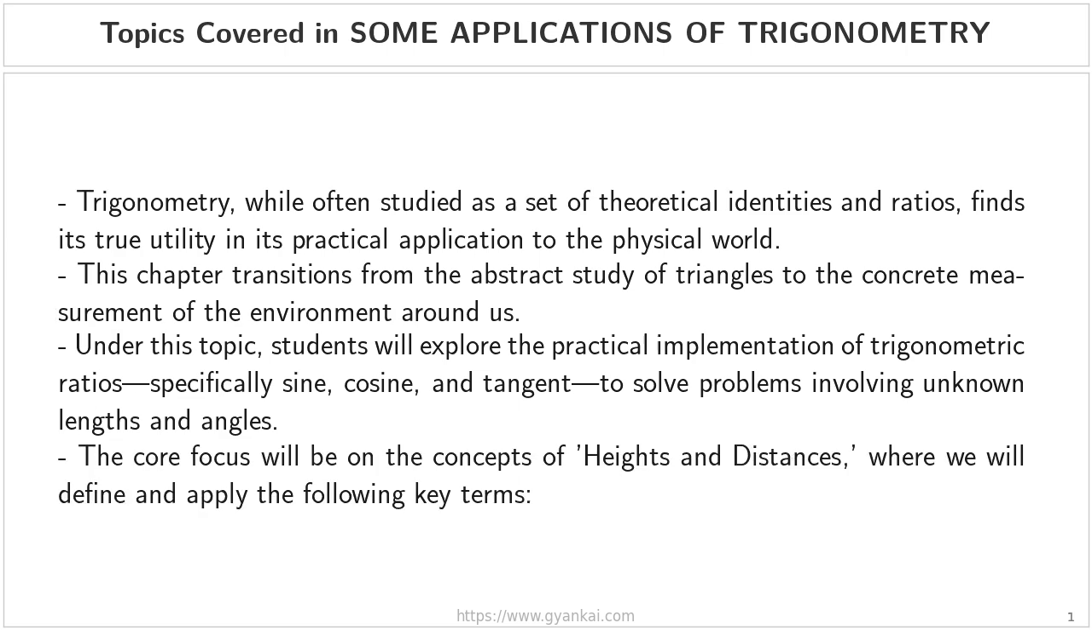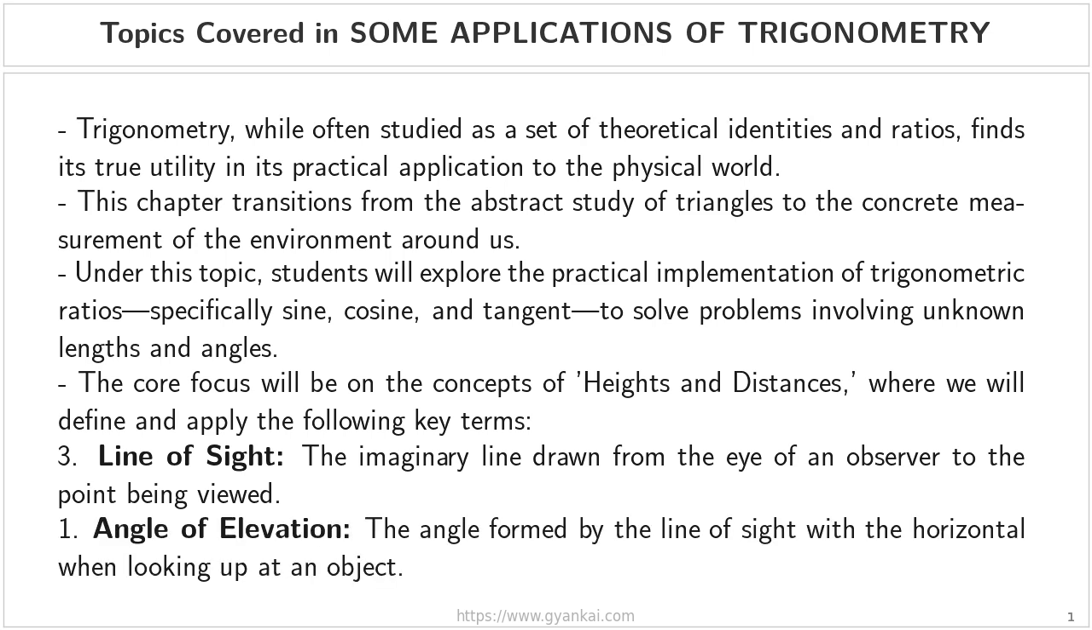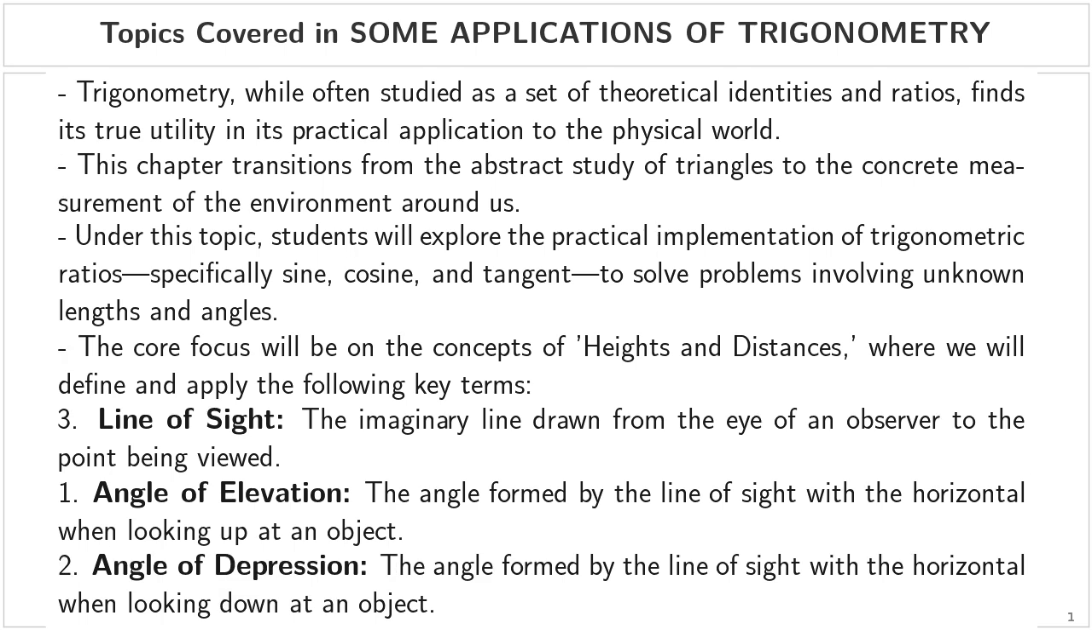We will focus our attention on the concept of heights and distances. To do this effectively, we must first become familiar with three fundamental terms. First, the line of sight, which is the imaginary line drawn from the observer's eye to the point being viewed. Second, the angle of elevation, which is the angle formed between that line of sight and the horizontal when you are looking up at an object. And third, the angle of depression, which is the angle formed with the horizontal when you are looking down at an object. As we move forward, we will see how these very concepts serve as indispensable tools in professional fields, such as astronomy, navigation, and engineering.